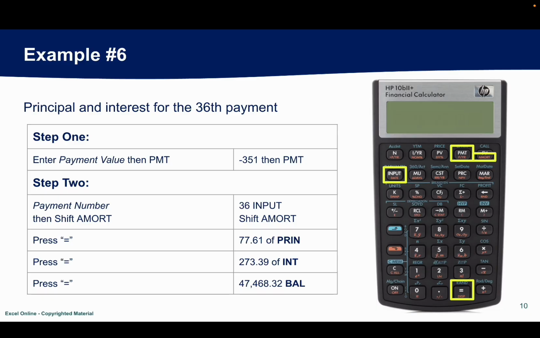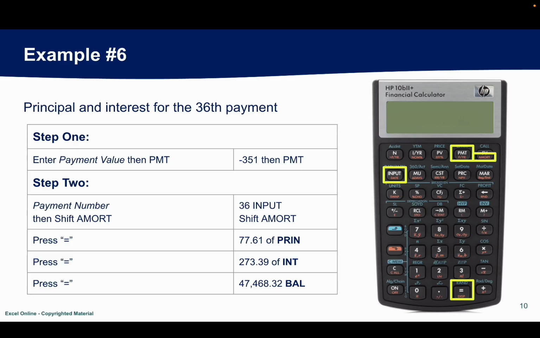Press equal the second time, and it will display 273.39. This is the amount of interest paid in payment number 36. Now, if we add these 2 amounts together, we will get the total monthly payment of $351. And if we press equal for the third time, it will display $47,468.32. And this is the outstanding balance of the loan after making payment number 36.